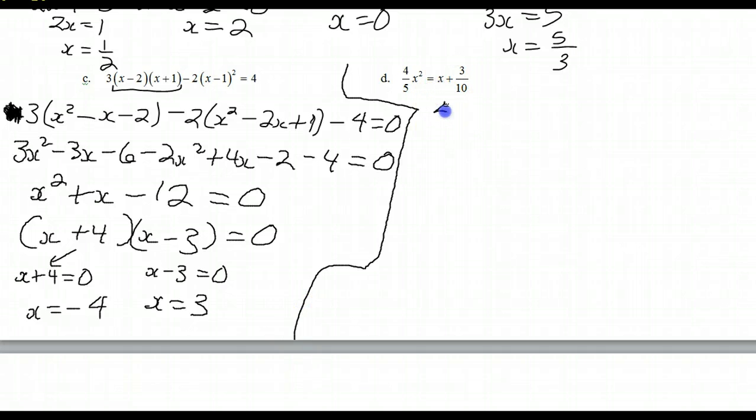Okay, what are we going to do here? Well, we've got 4/5 x squared. Let's subtract the x and subtract the 3/10 and set that equal to 0. So we've moved everything to one side. We have 0 over here.